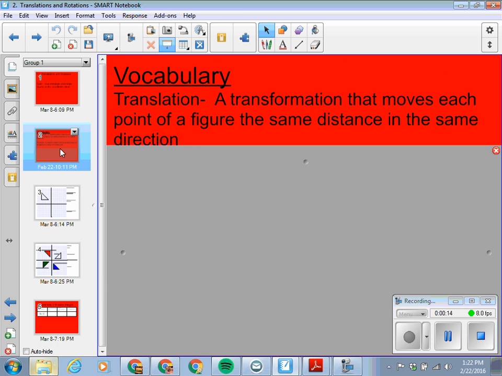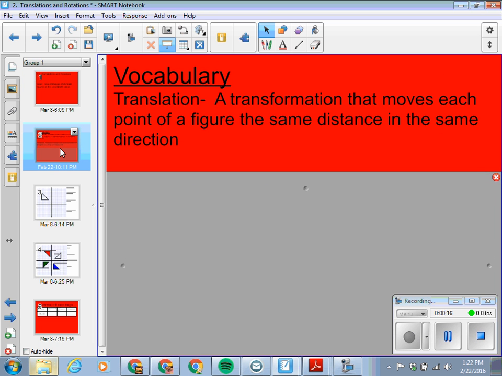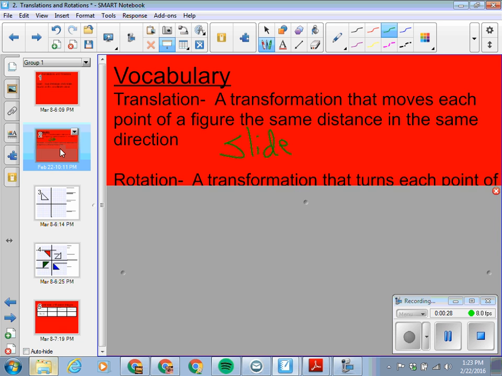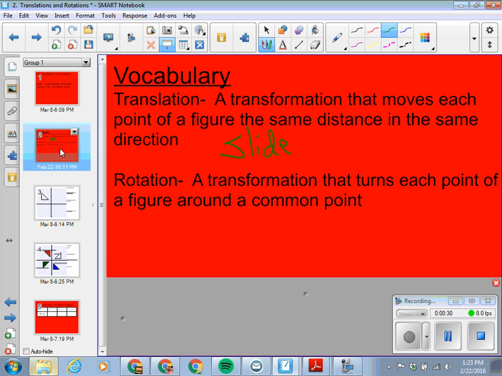So a translation is a transformation that moves each point of a figure the same distance in the same direction. We are sliding the figure, so that's how I kind of remember it. This one's a slide. And then we have a rotation, a transformation that turns each point of a figure around a common point. Think about wheels that rotate, they turn. That's what we're doing here.